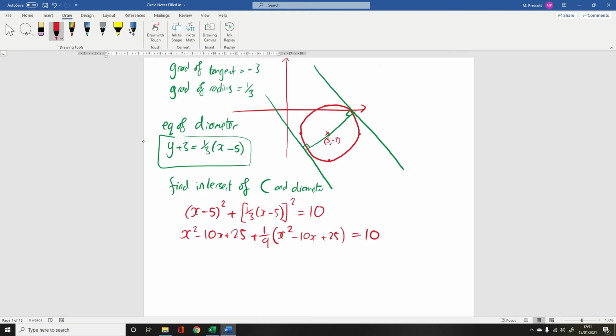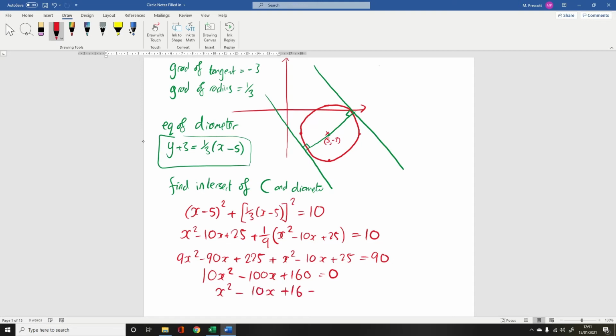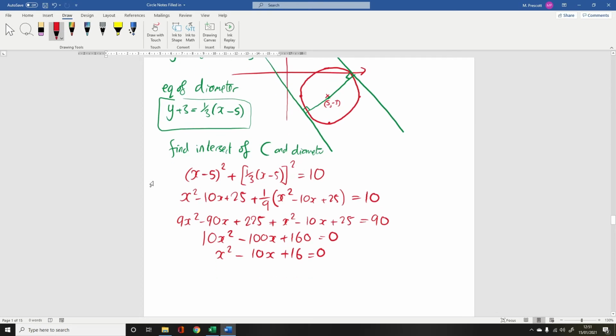And I don't like this ninth, so I'm just going to times everything by 9 and go to 9x squared minus 90x plus 225 plus x squared minus 10x plus 25 is equal to 90. And then I'm going to combine everything together. So 10x squared minus 100x plus 160 equals 0, and fortunately that can be divided by 10. So x squared minus 10x plus 16 equals 0. Okay, that's factorizable. Minus 2 and minus 8 would make that work. And so we can get from that that x equals 2 or x equals 8.